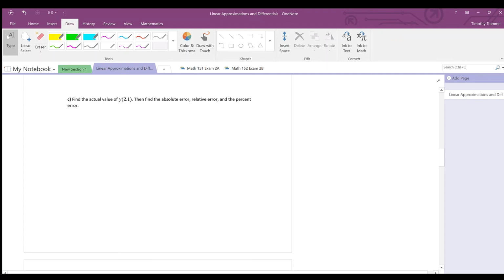All right, and the last thing we're going to look at are some different types of error. And so really, depending on what our application is, will depend on which one of these types of errors we find to be the most useful. One of these is just absolute error. And this is just going to be the actual minus the estimate.